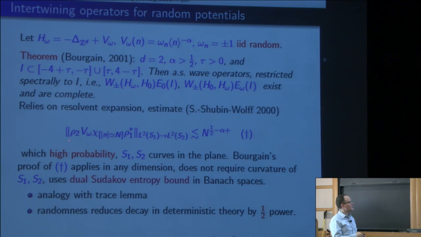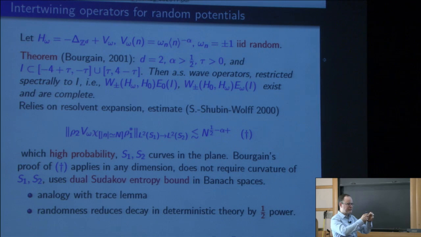So key there was an estimate of this type, where you have the restriction operator. We had actually restrictions to delta neighborhoods of curves. So you take your random potential, it decays like that. You restrict it to a shell of size n, and you have extension and restriction operators on either side. And then you pay root n, but you gain this back. And that is essentially sharp.